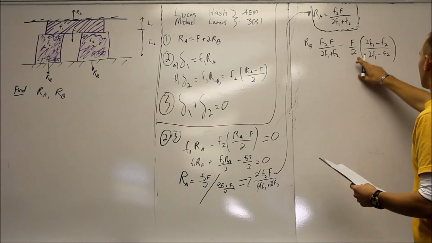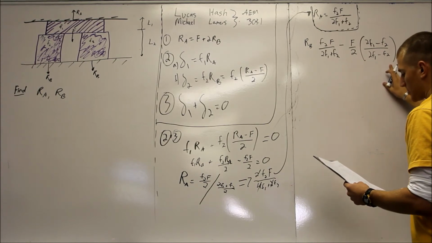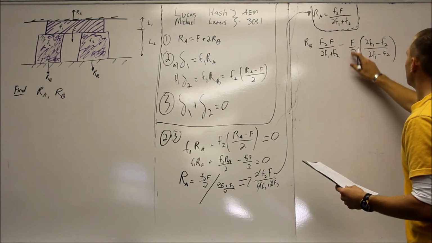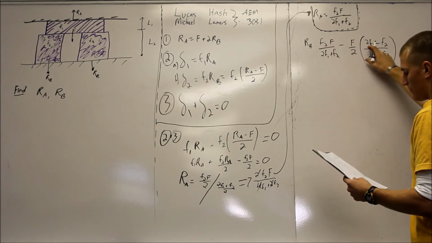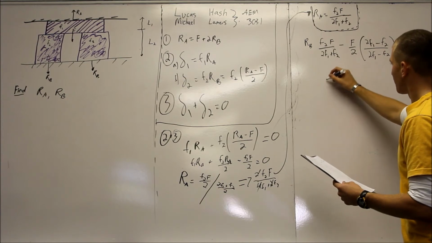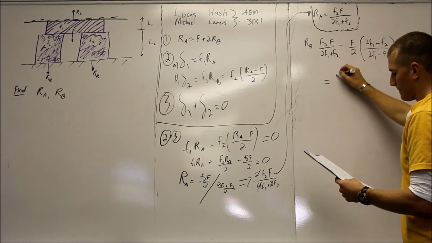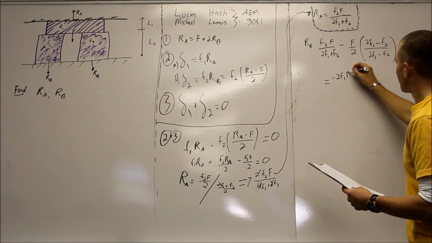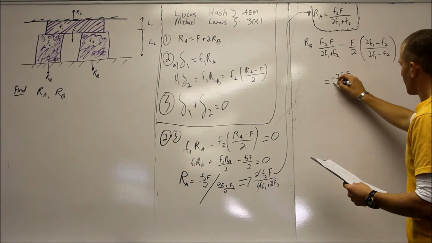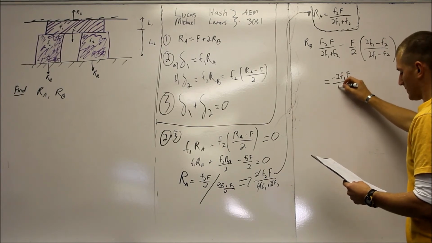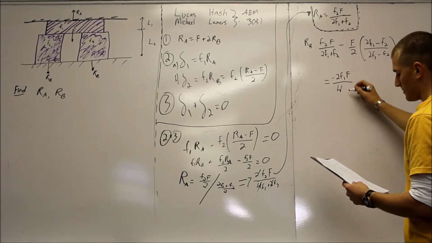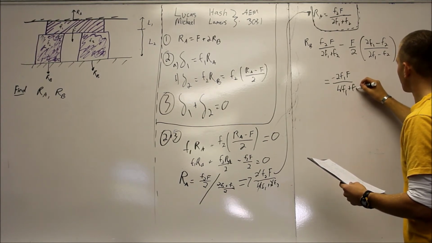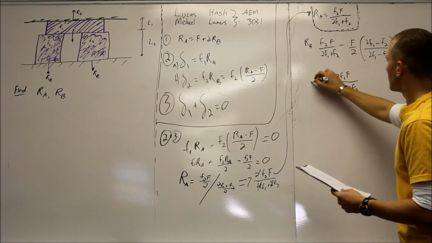And once you distribute the F over 2 into this fraction, we can subtract F2 F from each side, leaving just negative 2 F1 F, all over 4, because we have the 2 over here, plus F2. This is equal to RB.